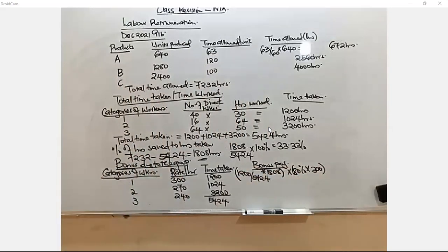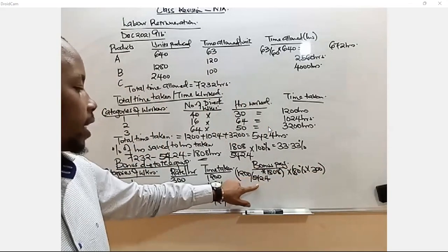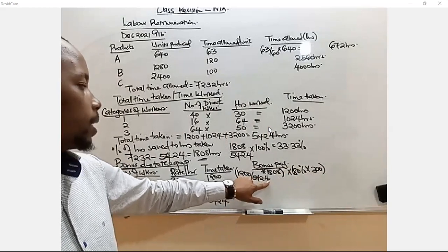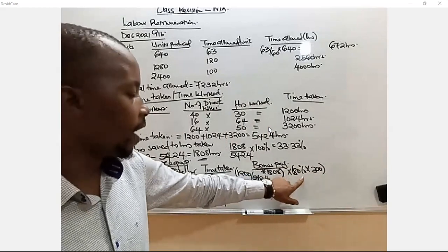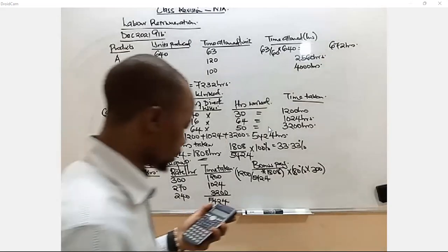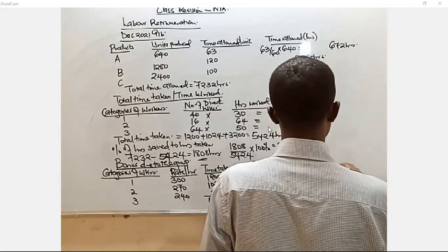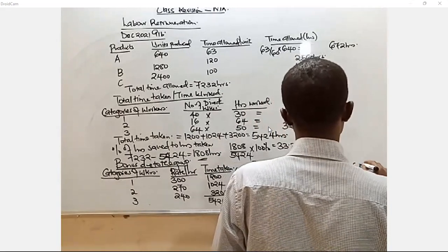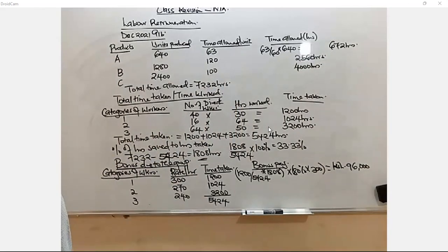Let me just repeat again. How are you getting the bonus pay? How many hours were saved? Then they are paid 80% of the basic wage rates. So in this case, it is very simple. I just say 1200 divided by 5424 times 1808, which is 400, times 0.8 times 300. The first one we are going to get is Kenya shillings 96,000.